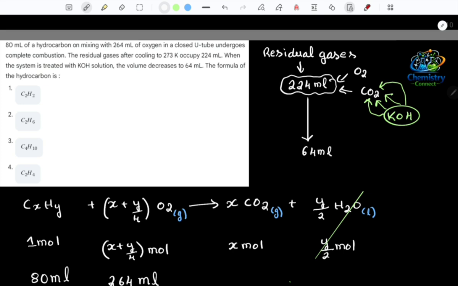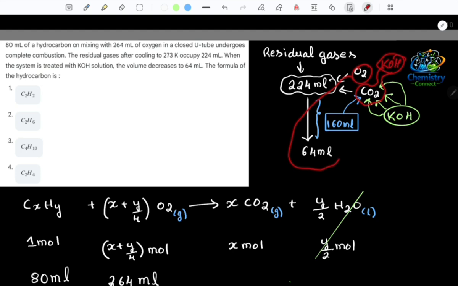Then what is the difference between 224 and 64? It will be 160. What happened to this 160 ml? This 160 ml is nothing but carbon dioxide. Sir, why is it carbon dioxide? Because I told you KOH will absorb the carbon dioxide. So what will happen here if you introduce the KOH? It will take all the carbon dioxide. The left out part is oxygen. That left out part, oxygen, is 64 ml.